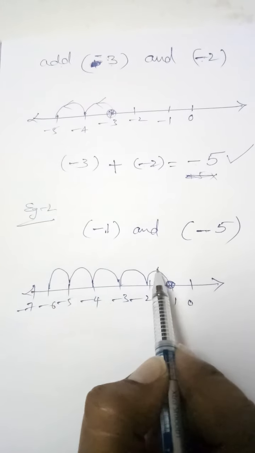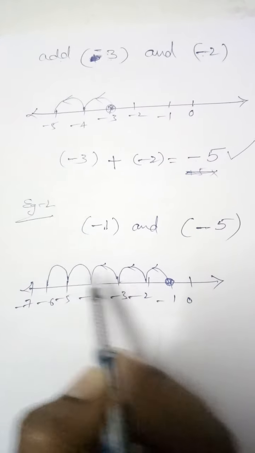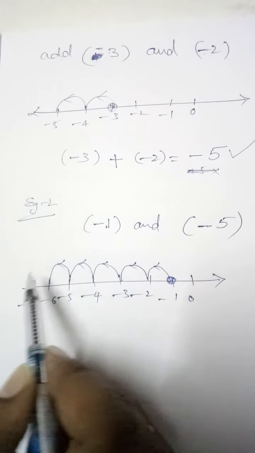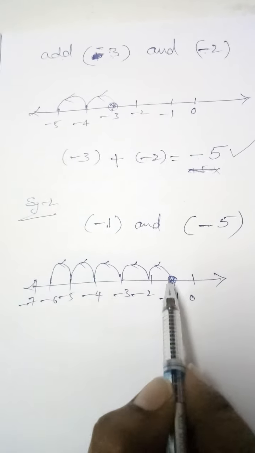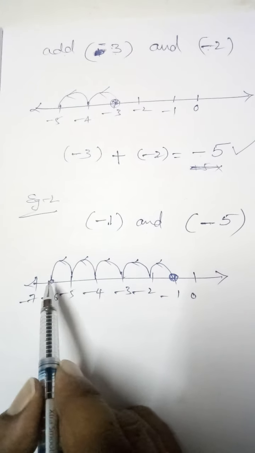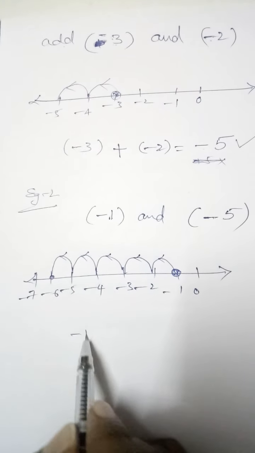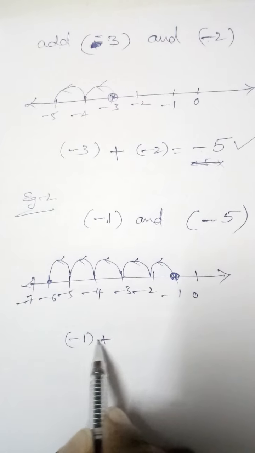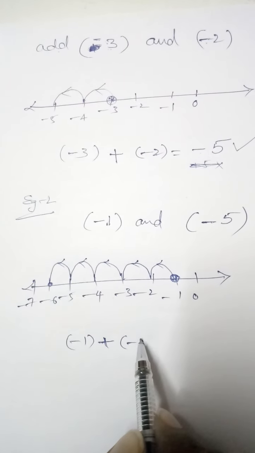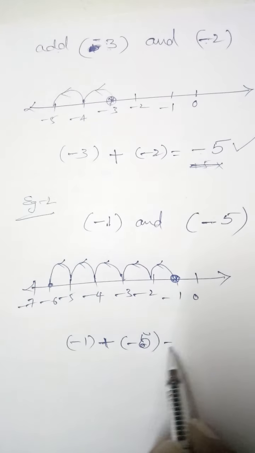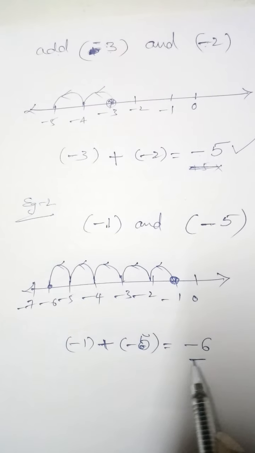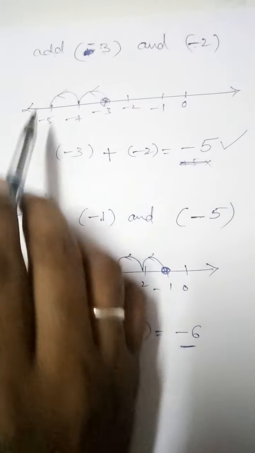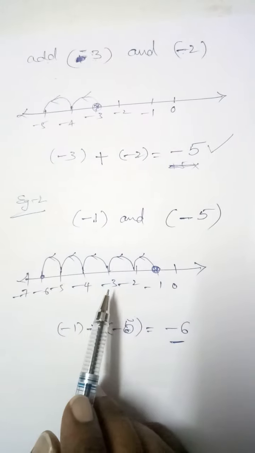For your understanding, I am keeping arrow marks here. They indicate the directions, left side or right side. So where do you have to stop here? Finally we stopped on minus 6. So minus 1 plus minus 5 is equal to minus 6. So this is the sum of two negative numbers on the number line.